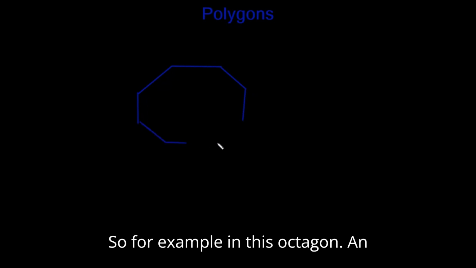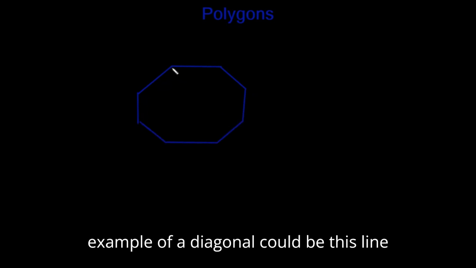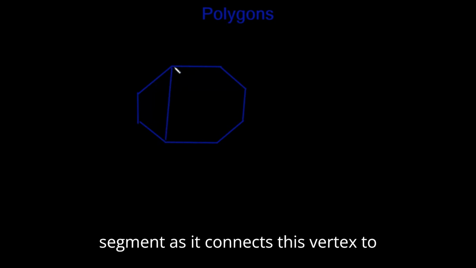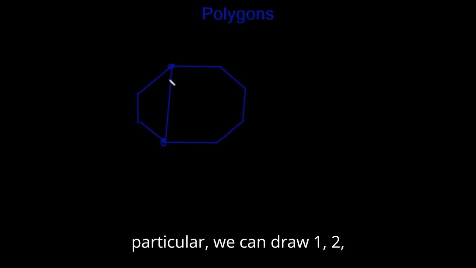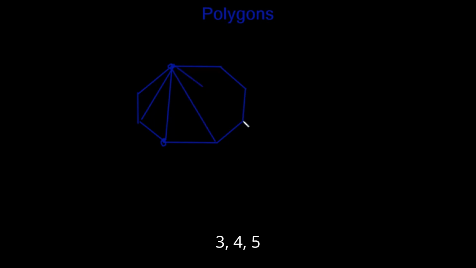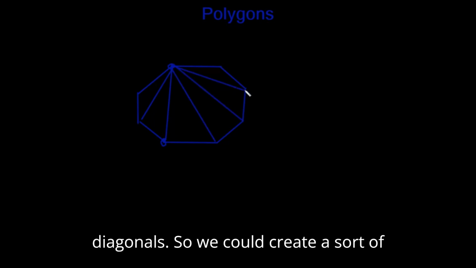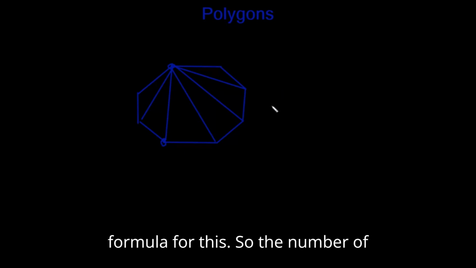For example, in this octagon, an example of a diagonal could be this line segment, as it connects this vertex to this vertex. So let's look at some other diagonals. From this vertex in particular, we can draw 1, 2, 3, 4, 5 diagonals. So we can create a sort of formula for this.